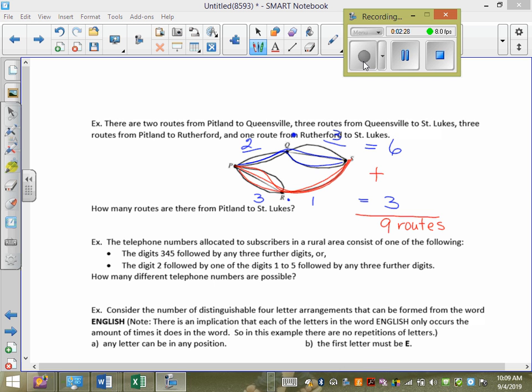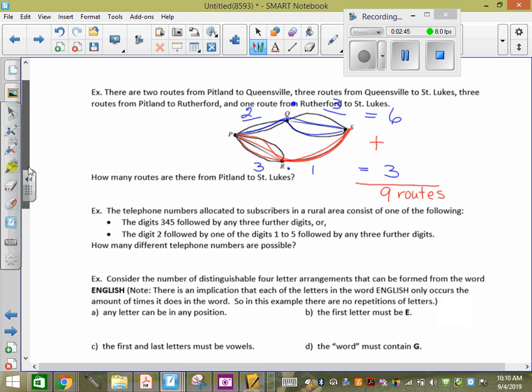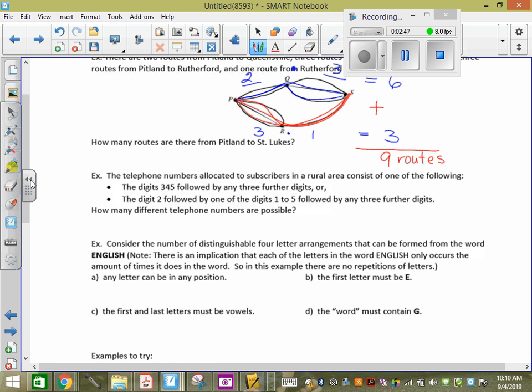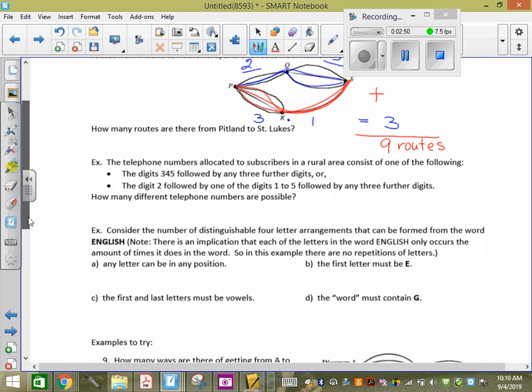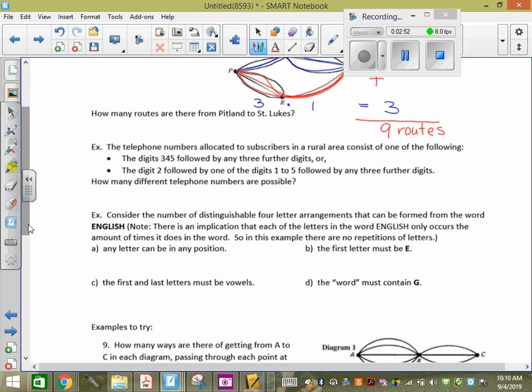If you multiplied, you'd be saying that you have to take the top routes and the bottom routes to get you there. You don't need to take the top routes and the bottom routes. You need to take the top routes or the bottom routes to get me there. So you just add them. I want you guys to try this example here. See how you do.